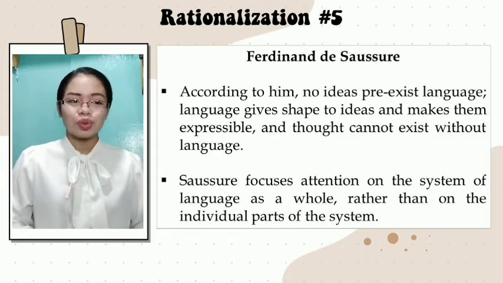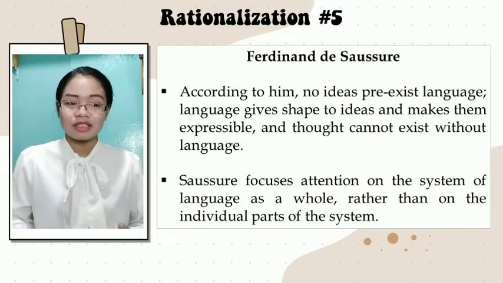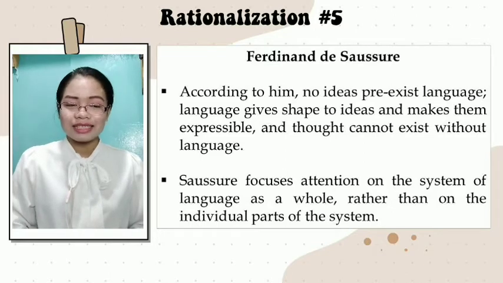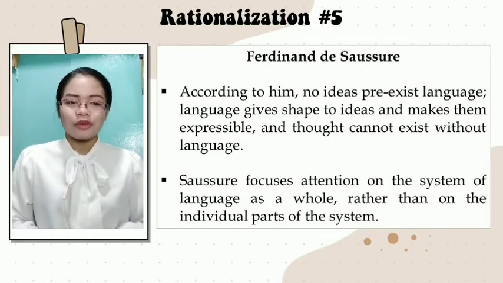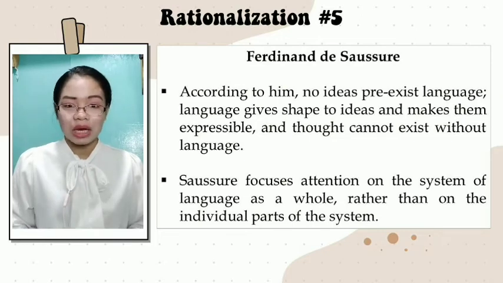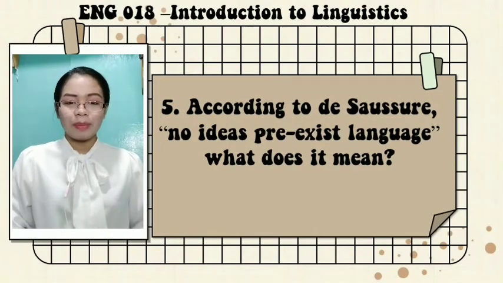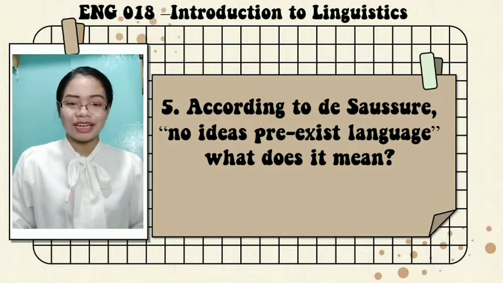So Ferdinand de Saussure, according to him, no ideas pre-exist language. So it means language gives shape to ideas and makes them expressible, and thought cannot exist without language. Again, thought cannot exist without language. So Ferdinand de Saussure focuses attention on the system of language as a whole rather than on the individual parts of the system. So going back to question number 5, according to Ferdinand de Saussure, no ideas pre-exist language.